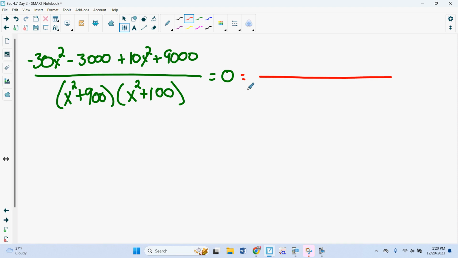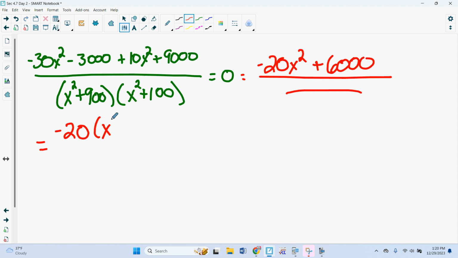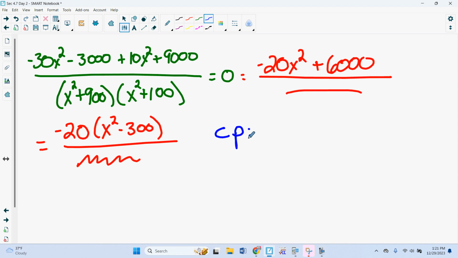Now, our denominator is always positive, so I'm not even going to multiply it out or rewrite it. On the top, we get minus 20x squared plus 6,000, which, if I factor out the 20, is x squared minus 300 all over the bottom, which once again is always positive, so I'm not going to worry about it. So my critical point is plus or minus the square root of 300.